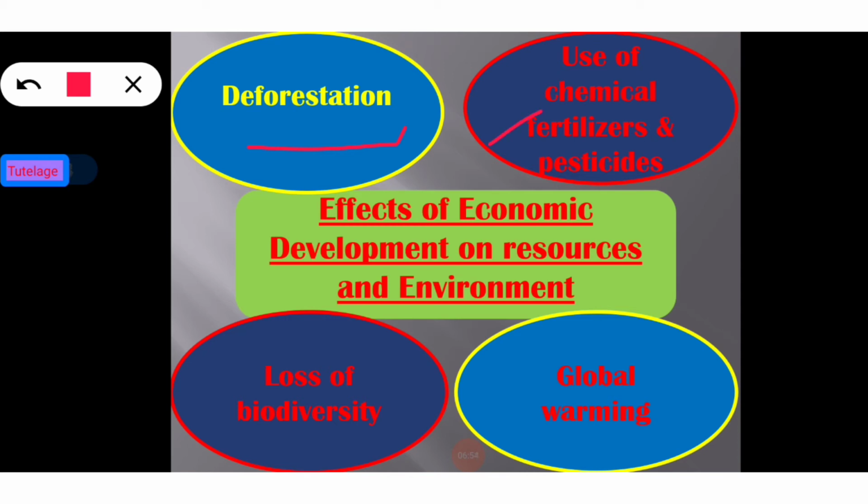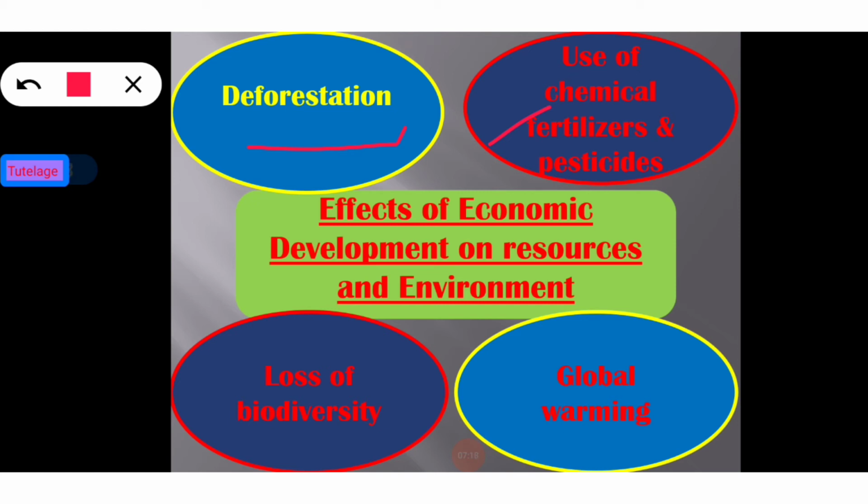And now going to the next, that is use of chemical fertilizers and pesticides. So in the course of agricultural development, the use of chemical fertilizers and pesticides has increased tremendously in order to augment agricultural productivity. It has caused serious health hazards and environmental problems.